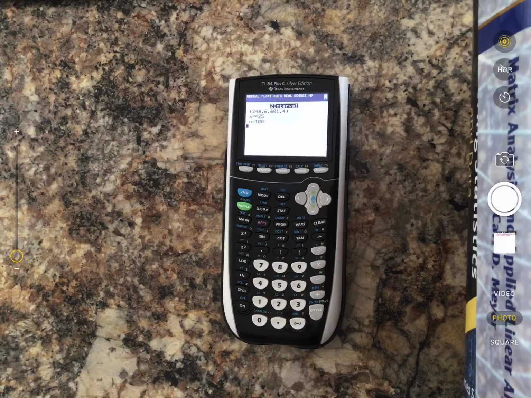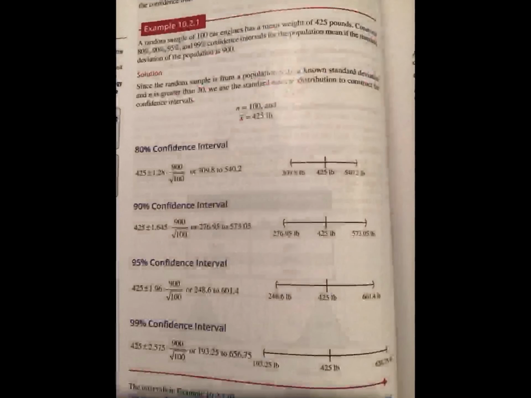So let's go back to the problem. What you may notice is that there is a rounding error here. You may get slightly off of what was on this question. For the 80% confidence interval, we got 309.66 as our lower bound on our interval. They get 309.8. They have done this by hand, so they have done each step separately but kept only a certain number of decimal places. In our case, we actually have a more accurate version of it.